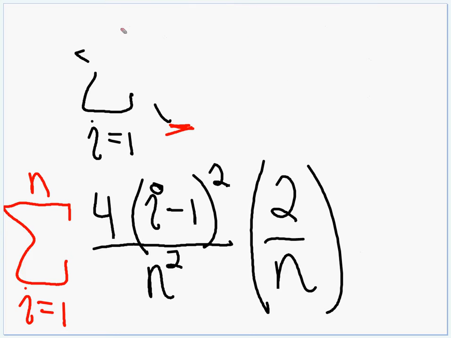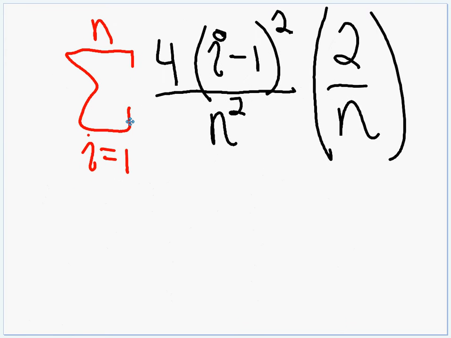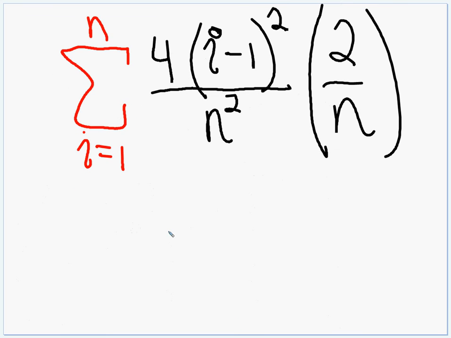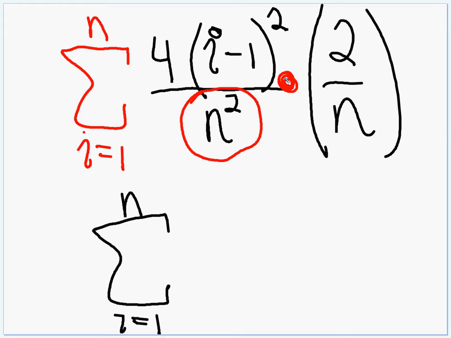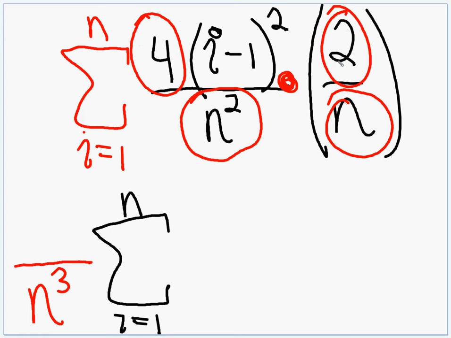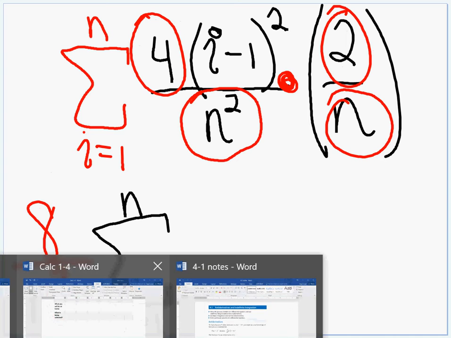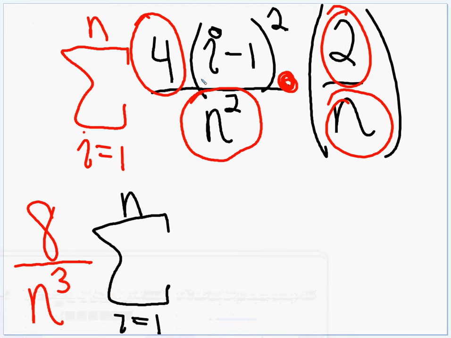Now, before we actually use our formulas, we want to get as much stuff out in front of the summation as we can. So I'm going to put my summation right about here. And let's see what we can pull out. This denominator is an n squared, and we're going to multiply it by this denominator n. So that's an n cubed, now outside the summation. And then we've got this 4 times this 2. That is an 8. And then that just leaves this i minus 1 quantity squared.